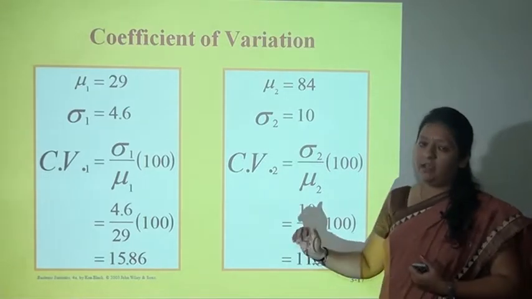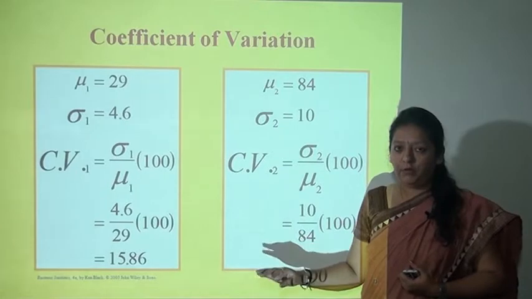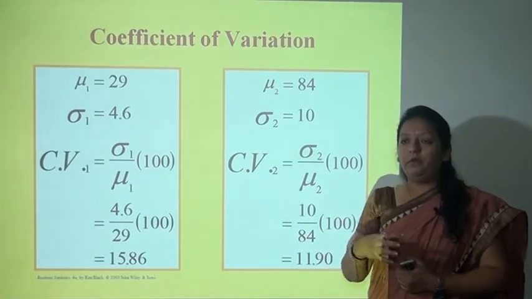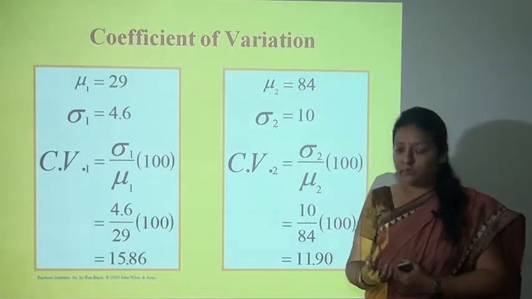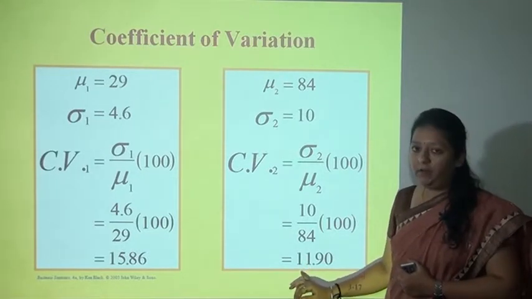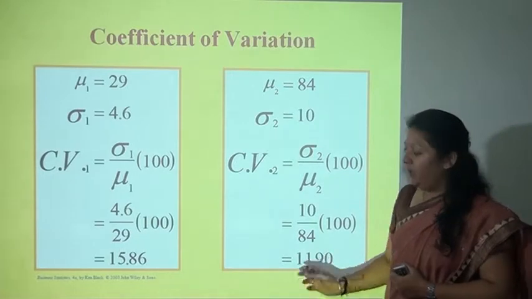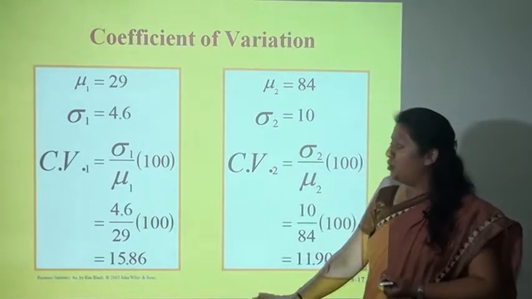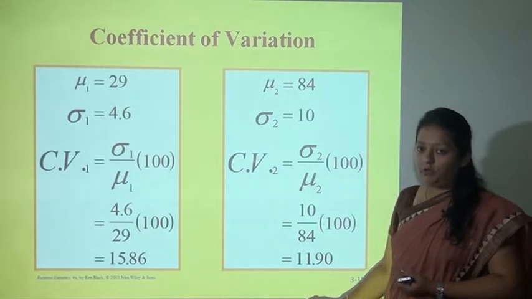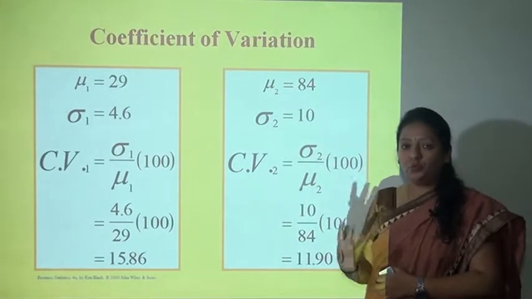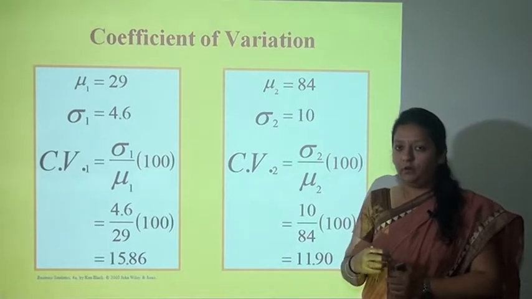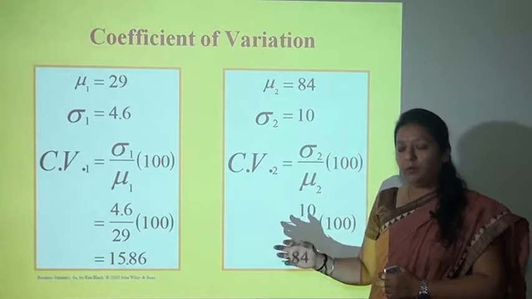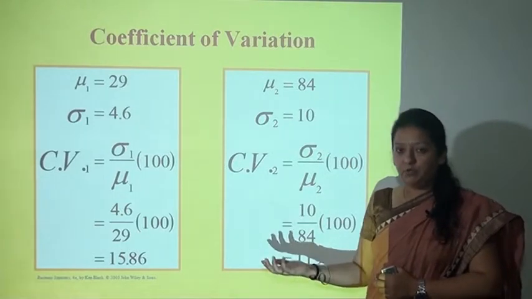The data with the minimum coefficient of variation is the one to be chosen if one wants to choose between the two options. So this one has 11.90% variability, and that one has 15.86% variability. So one can choose this option. When choosing between any two alternatives, the data with the minimum coefficient of variation can be chosen.